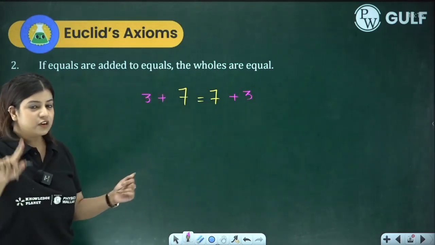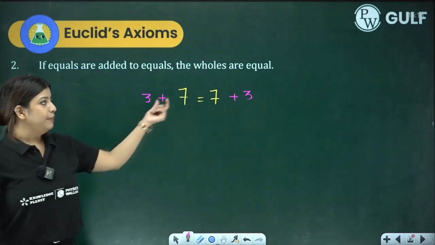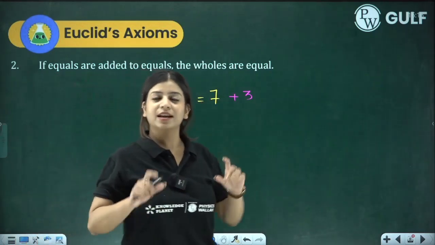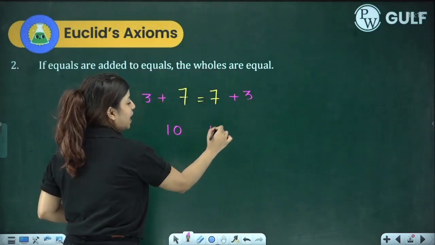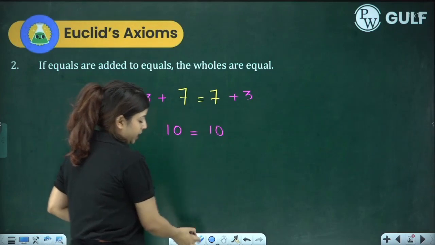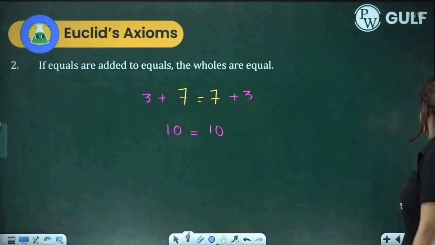For example, in both of these, if I add a plus 3 over here and a plus 3 over here. The very first thing, 7 was equal to 7. The next thing, plus 3, plus 3. Same thing is added to both the sides. So now whatever the result we will get, that result will also be equal. As simple as that. This is Euclid's second axiom.